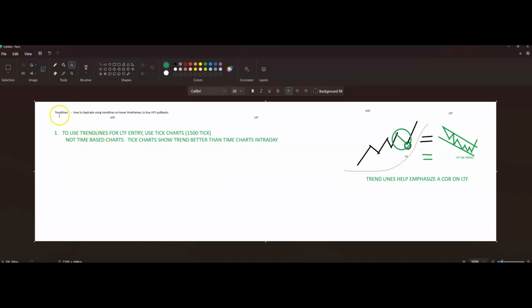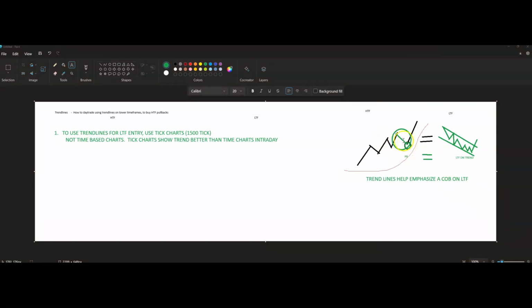All right. So how do you day trade using trend lines on a lower time frame to buy higher time frame pullbacks? Look at a market you want to trade. Let's say this is the ES. You have your higher time frame. It's pulling back. It's bullish. You want in, right? You want in.